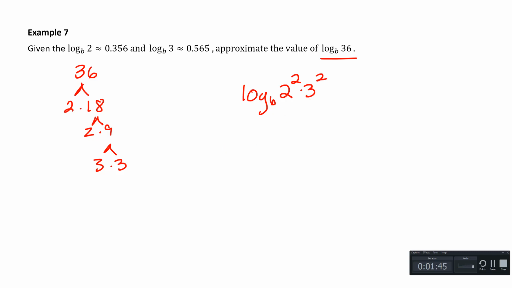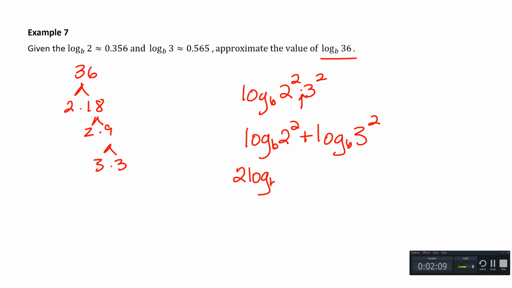And therefore, since the argument of that log is a product, we can write it as the sum of two logs. So log base b of 2 squared plus log base b of 3 squared. And then we have an exponent in our argument. We can put it out front and multiply it by the log. So 2 log base b of 2 plus 2 log base b of 3. So now we have it.